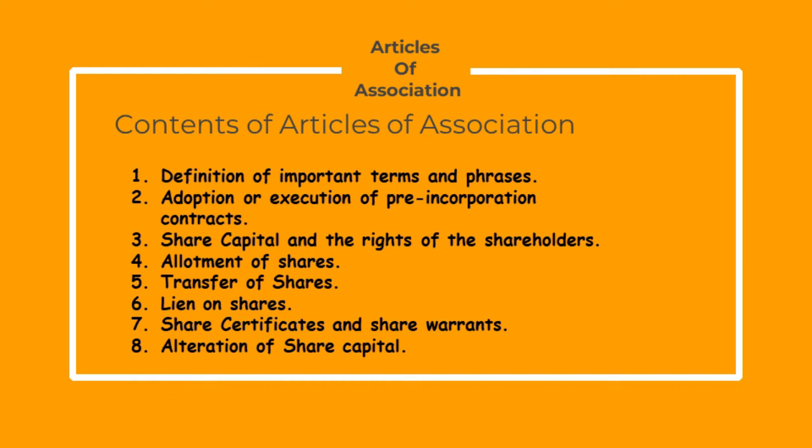Transfer means, A is there. A wants to transfer his shares to B. That means A is voluntarily transferring his shares to B. It is known as transfer. Suppose A dies, automatically his shares get transferred to his son. That is known as transmission. Transfer is voluntary. Transmission comes by operation of law. Right? Next, lien on shares.